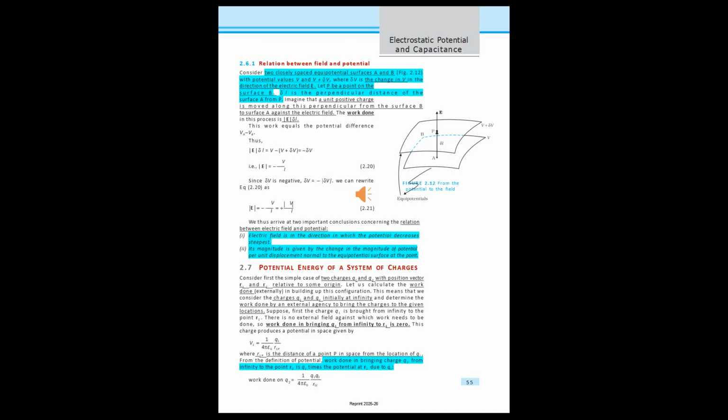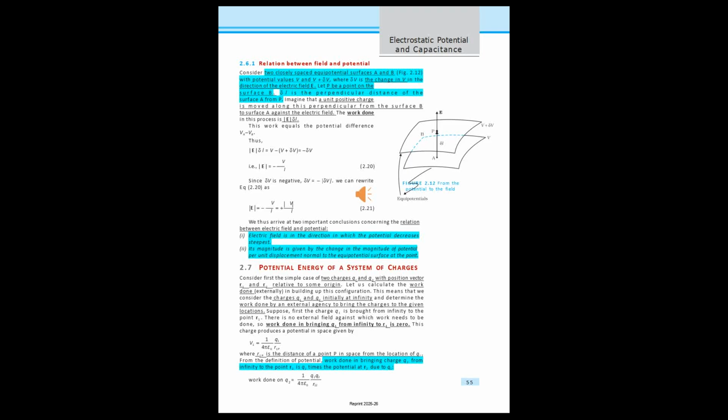Relation between field and potential. Consider two closely spaced equipotential surfaces A and B, figure 2.12, with potential values V and V plus delta V, where delta V is the change in V in the direction of the electric field E. Let P be a point on the surface B. Delta L is the perpendicular distance of the surface A from P.